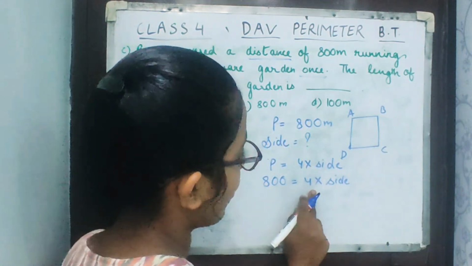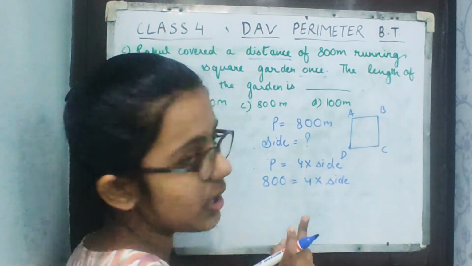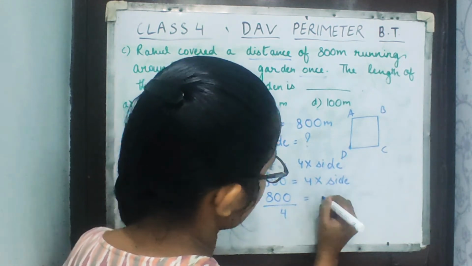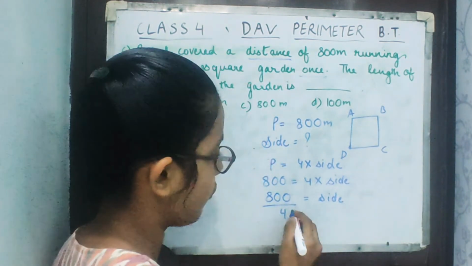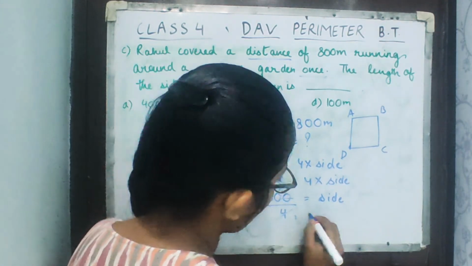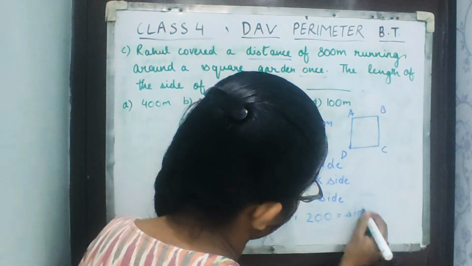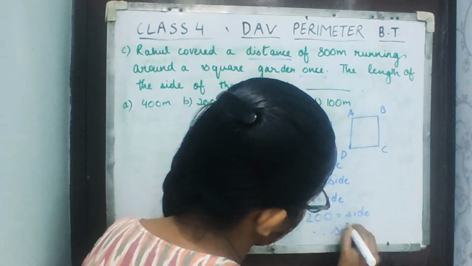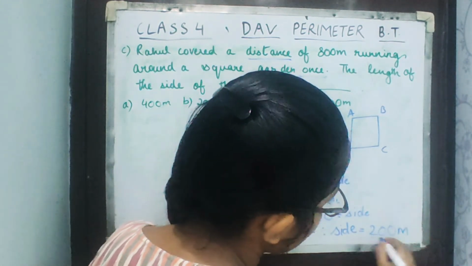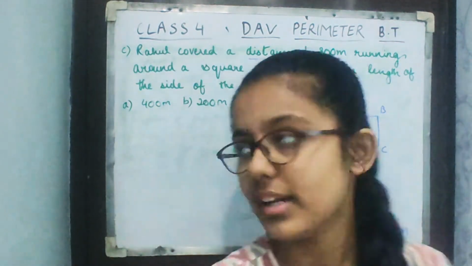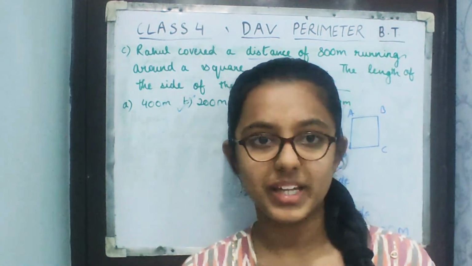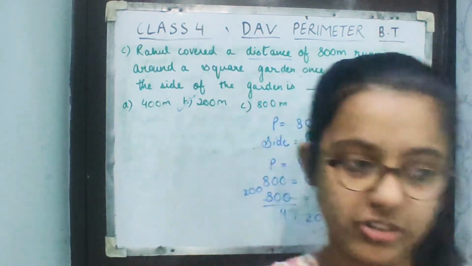Okay. Now 4 is in multiplication, so here it will come and become division. So 800 divided by 4 is equals to side. Okay. So 4 ones are 4, 4 2s are 8, 200. So 200 is equal to side we are getting. Therefore side is equals to 200. What is the unit given to us? Meter. Okay. So side is equals to 200 meter. So the correct option will be B part. Okay. Side is 200 meter. We have completed with our C question.